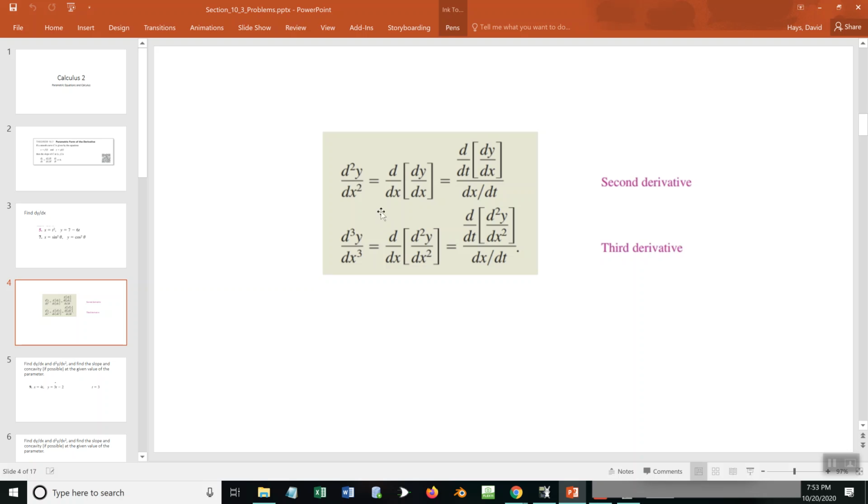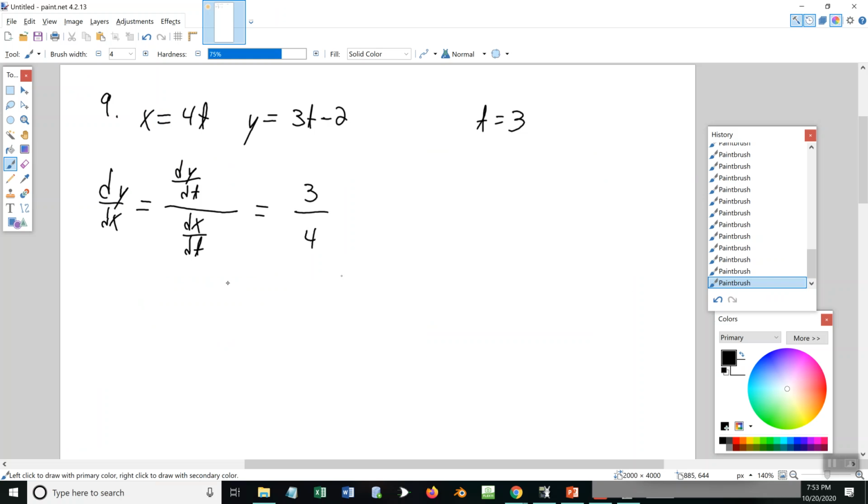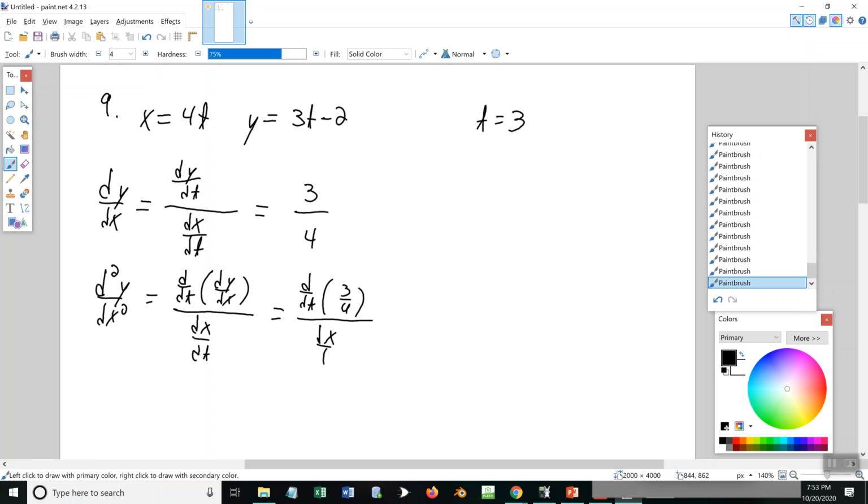For our second derivative, we're going to take the derivative with respect to t of dy/dx. On the bottom, we'll have our dx/dt again. So this is the derivative with respect to t of 3/4 over dx/dt. And the derivative of 3/4 is 0. dx/dt doesn't change, it's 4. So that gives us 0.